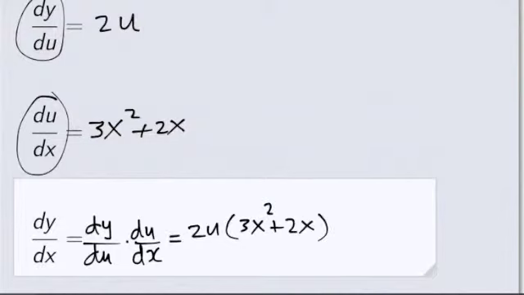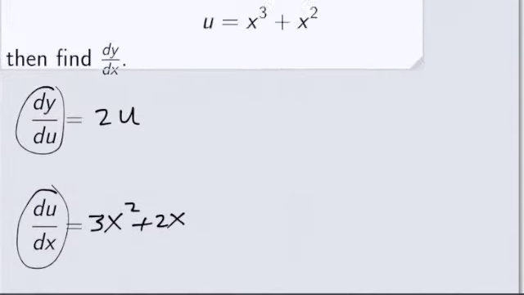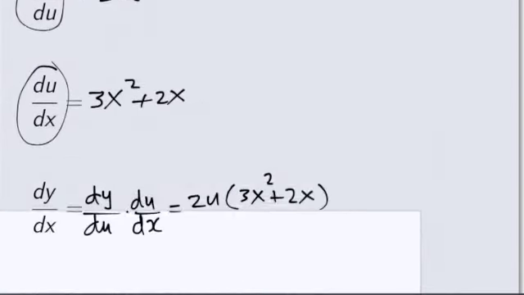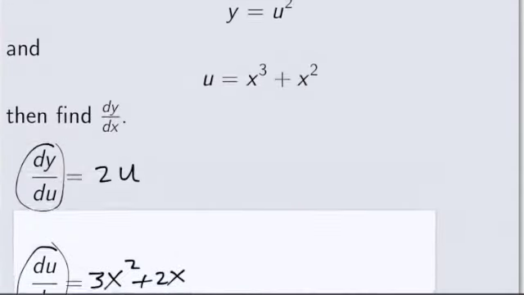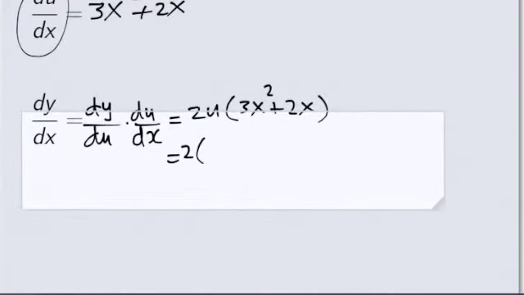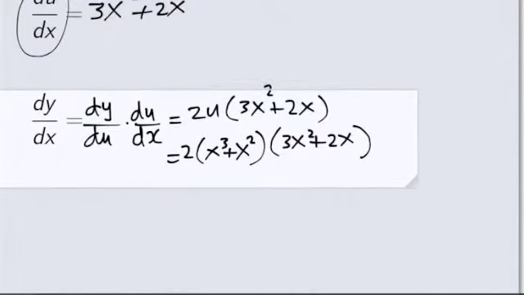Now u can be written in terms of x because u is x cubed plus x squared, so we can substitute for u. So in place of u, let's type x cubed plus x squared, and we have 3x squared plus 2x. So that is dy dx, that is computing dy dx using the chain rule.